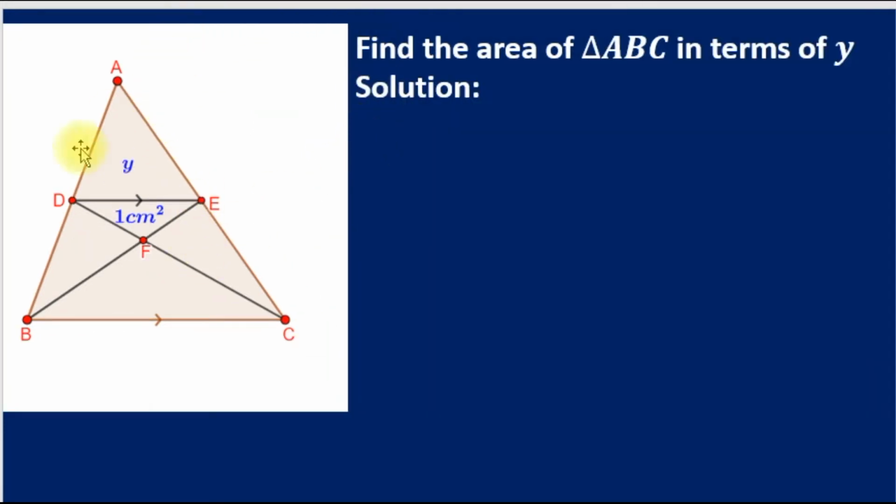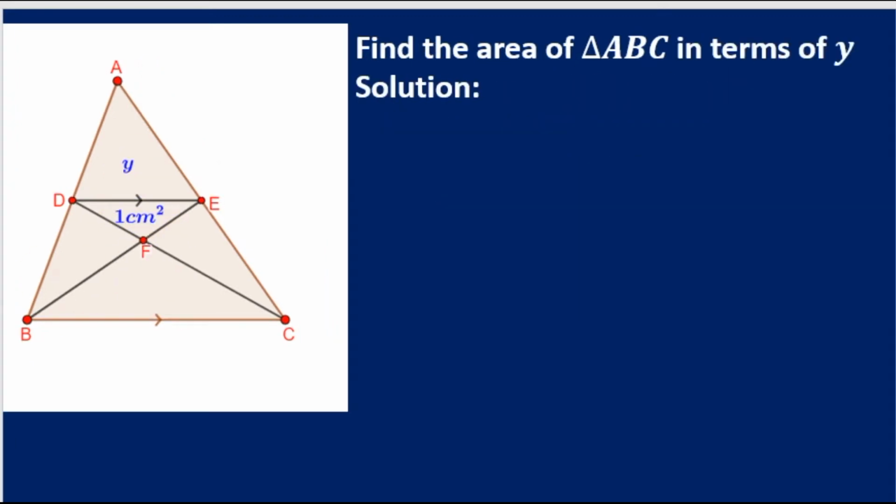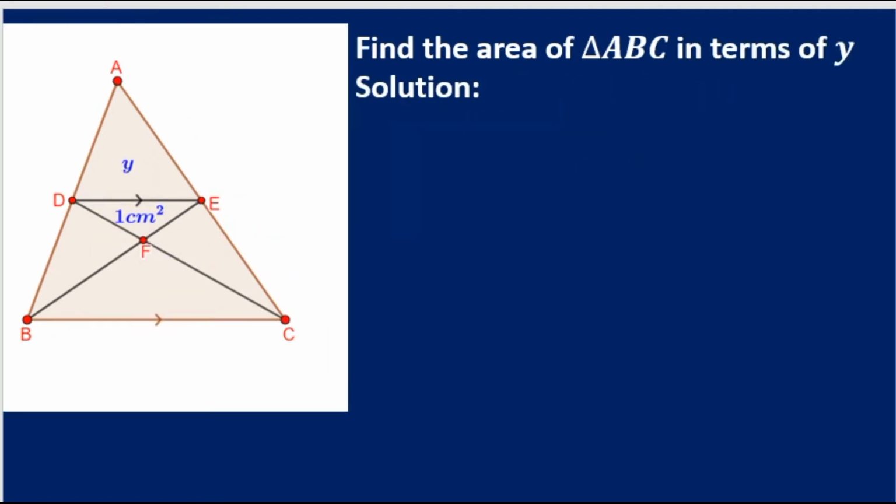Look at this. If you notice, this diagram is analogous to this. So our y here is 21, and we have a constant area which is 1 here. So I will use this formula when the area here is 1. So let's solve.